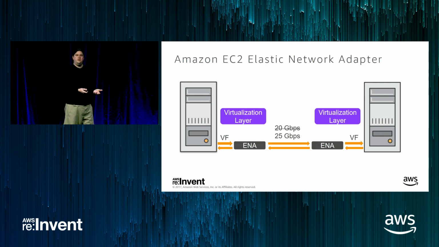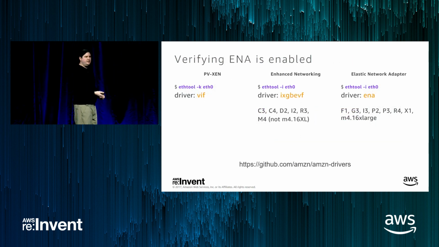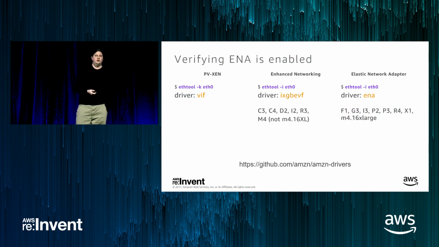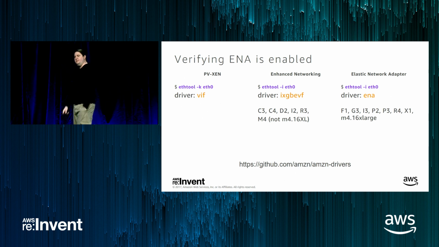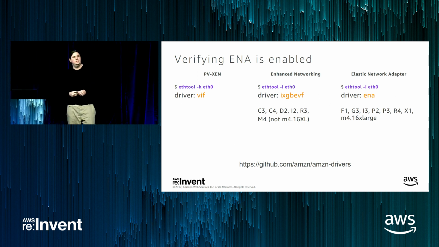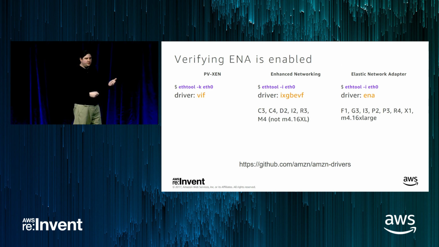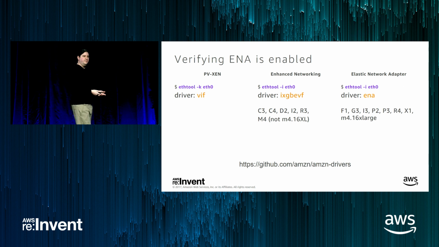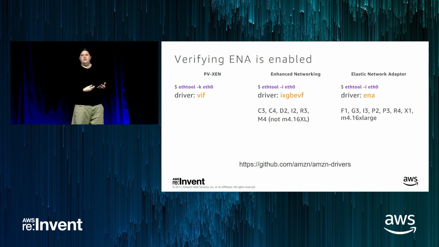So how do you know you're using ENA? Well, you can use the ethtool to find out what driver your kernel is using. If it says VIF, that means you're using the Xen PV driver. That's fine. The Xen PV driver works great. It's going to be the only thing you have on older instance types. If you're on enhanced networking, there's the Intel driver here. And then on ENA, the driver is just called ENA. And that was, in fact, by design.